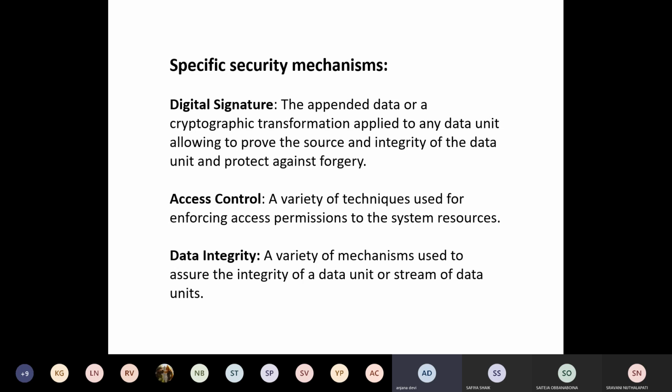Data integrity means it is a variety of mechanisms used to assure the integrity of a data unit or the stream of data units. See, integrity means a variety of mechanisms used to give the assurance to the integrity of the data unit or the stream, such that we are giving the assurance and providing full-fledged security to that particular data, such that no third person can come and easily access that data. Okay, and go to the next slide.